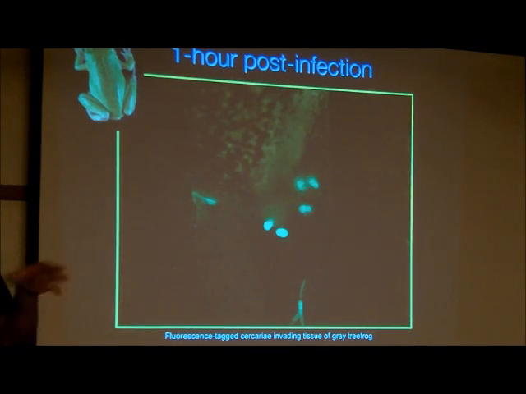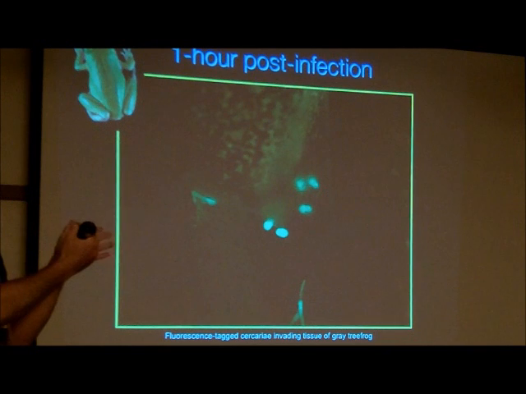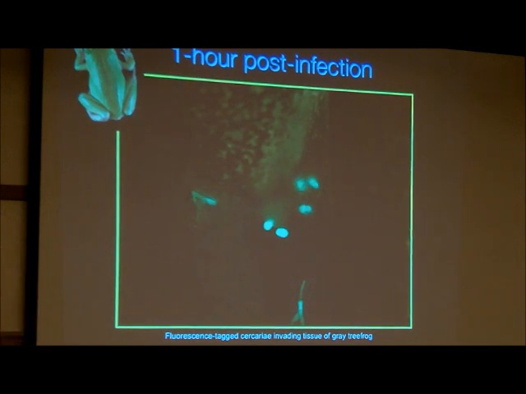Okay? So we do know that they get into the host. They manage to penetrate the host. They start forming cysts, but within about 24 to 48 hours, they'll be gone. There'll be no evidence that they were there anymore.